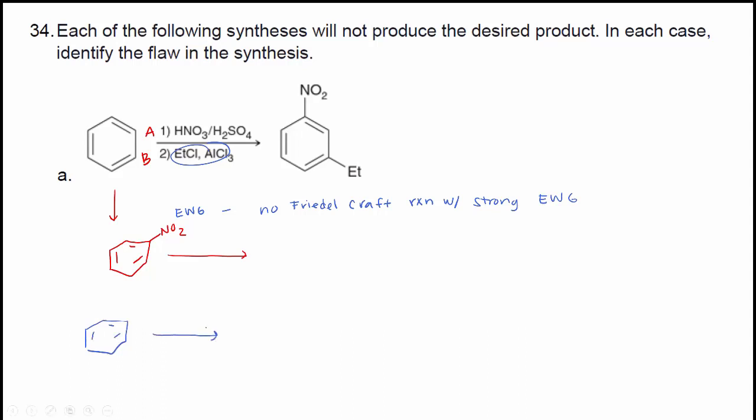If I add just ethyl chloride with aluminum trichloride, that will put the ethyl group on there, but this is an ortho-para director. And the nitro group is meta to that. So instead of doing that, I'm going to use the chlorine with the carbonyl with AlCl3.